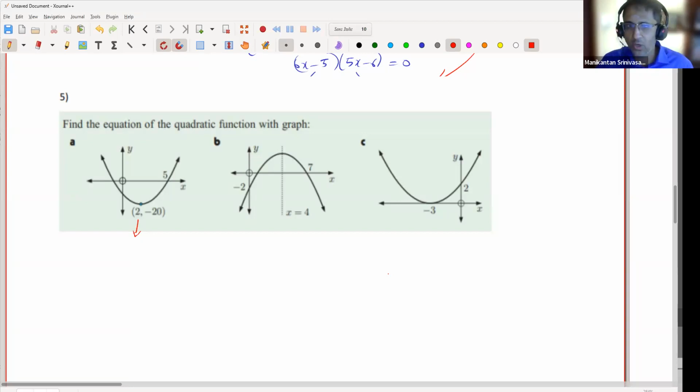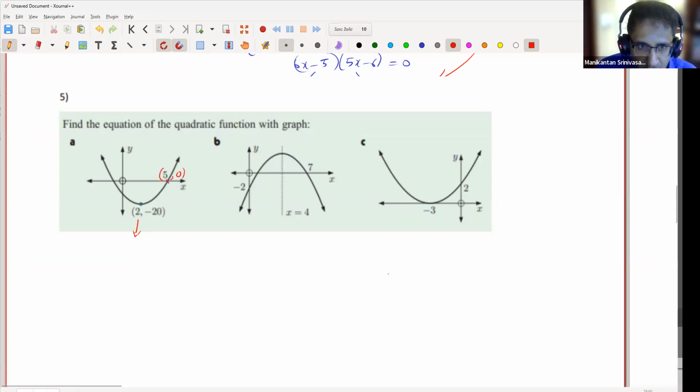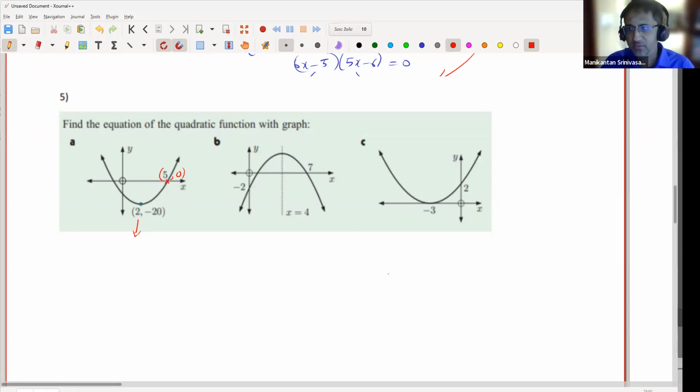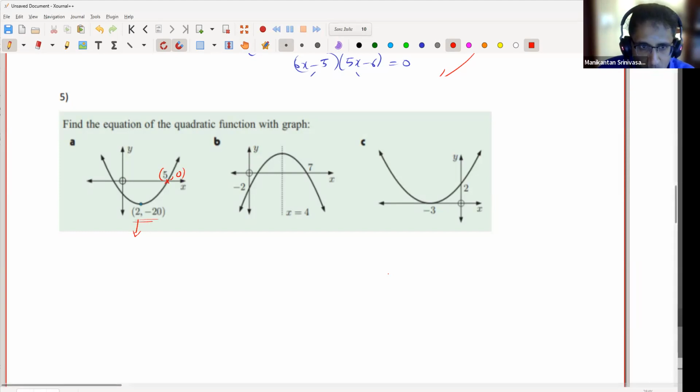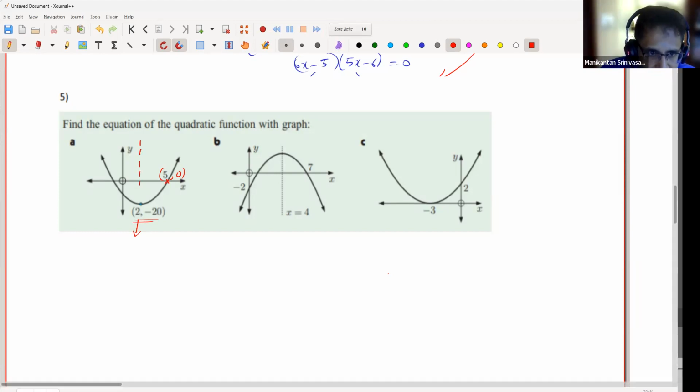So quadratic is all about symmetry. Here the problem says this is 5. 5 means it passes through 5, 0, referring to this point where it crosses the x-axis. So this is 5, 0. And we know the vertex here, the minimum point, is 2, minus 20.